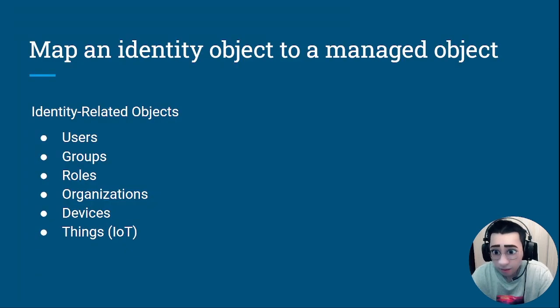In this session, we will talk about mapping an identity object to a managed object. Typically, in an identity-related role, the types of object you will find are user, group, roles, organization, device, or Internet of Things. We will have relationships between things, like group, user, and other things. Identity-related objects can be mapped to the default objects available in Identity Manager.